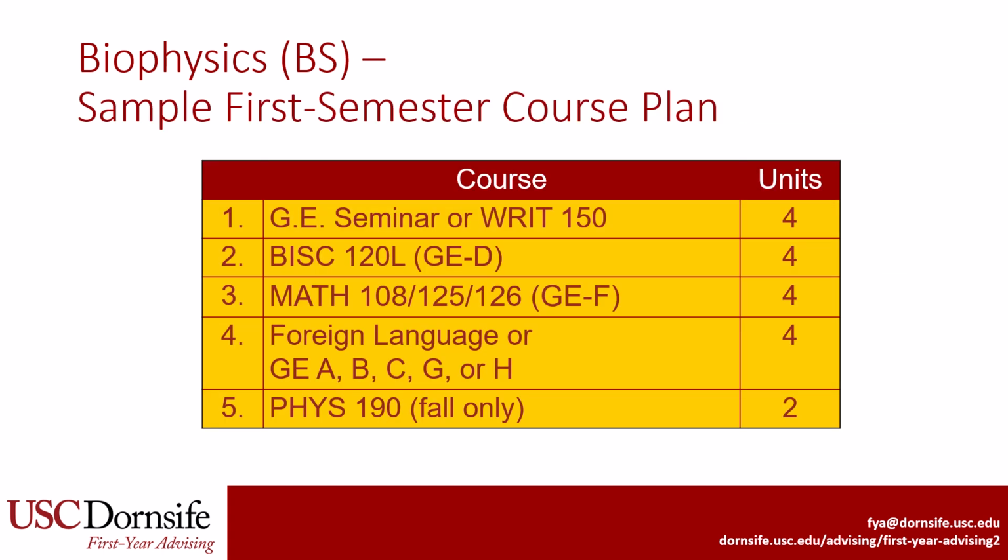This is a sample first semester course plan for a biophysics major. All first-year students are required to take a GE seminar and writing 150 in their first year. These should not be taken in the same semester. We recommend all students start with BIS 120.